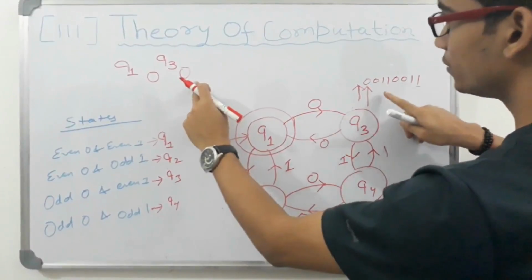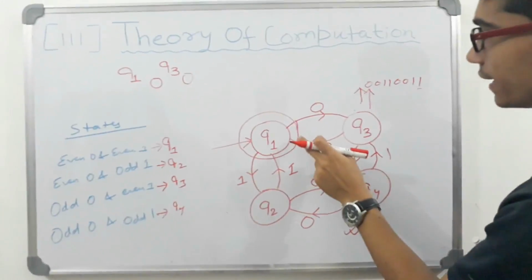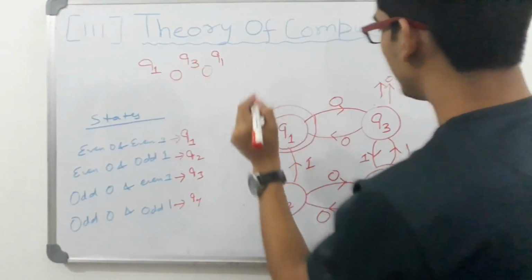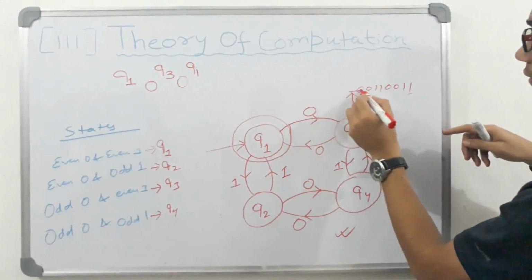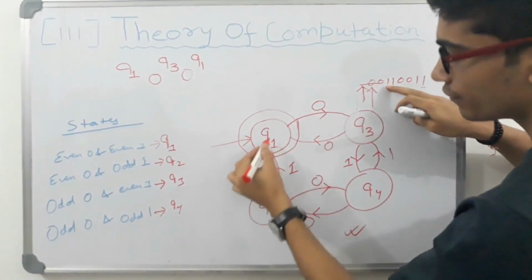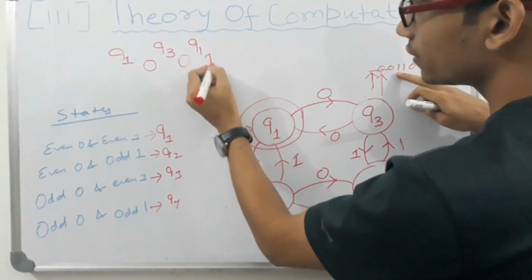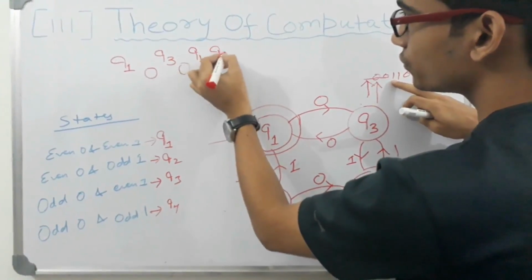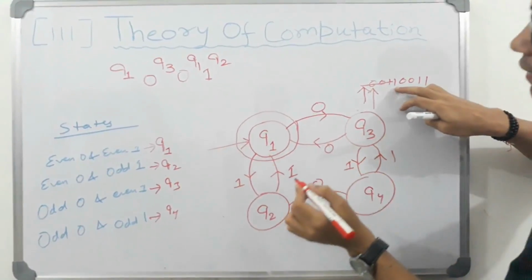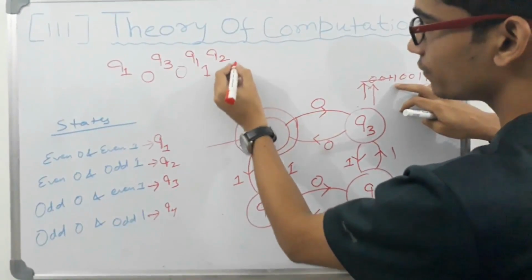After seeing this 0, from Q3 to 0, I am going back to Q1. Now at Q1, these two are seen, I have to see 1. From Q1 to 1 we go to Q2. Now we have seen this one also, again a 1 will come. So from Q2 to 1 we have seen a 1.